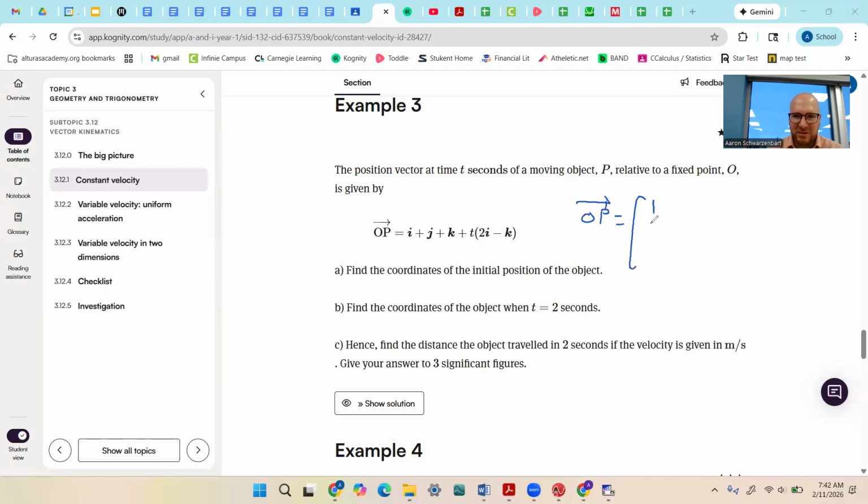ijk is (1, 1, 1) plus t times (2, 0, -1). Find the coordinates of the initial position. I'm plugging in 0 for t. So (1, 1, 1). Find the coordinates when t equals 2.